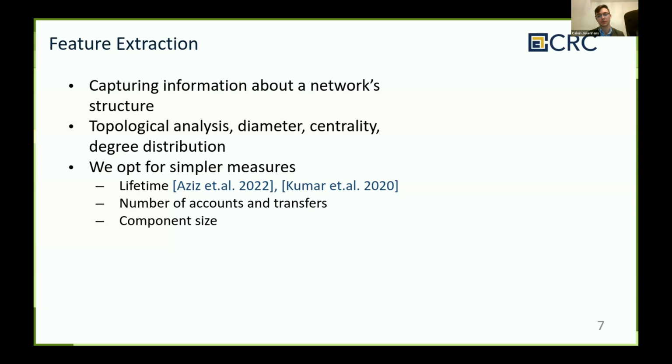I'll mention lifetime because lifetime, though not necessarily purely information about the graph, was successful in a number of cases in detecting scam behavior. And we'll see that bears out here, as the malicious accounts are going to pop up and work for a little bit, but then they're going to go away as they move on to new targets and they're discovered and things like that.